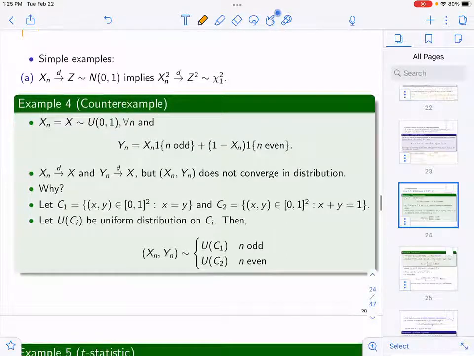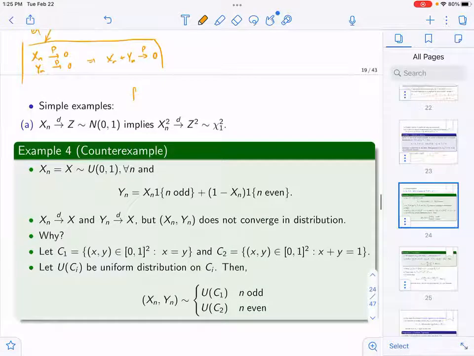Here's a simple example of this. x_n converges in distribution to Z, which has a standard normal distribution. I can apply the continuous mapping theorem. The function f(x) equals x squared is continuous everywhere. So x_n squared converges to Z squared, and Z squared has a chi-squared distribution with 1 degree of freedom. So x_n squared converges to a chi-squared random variable.